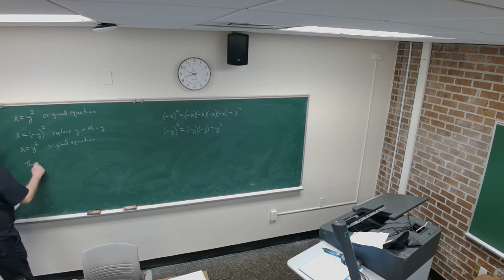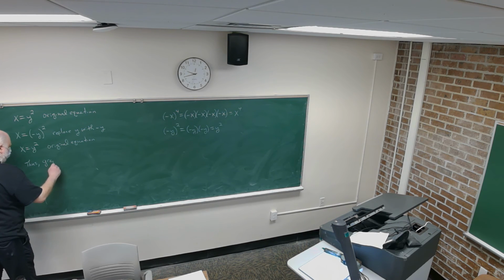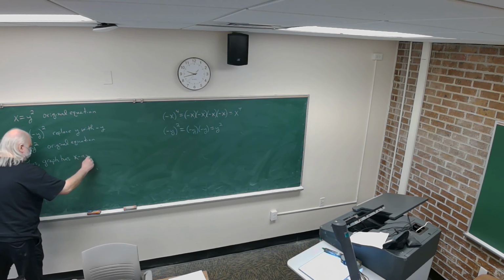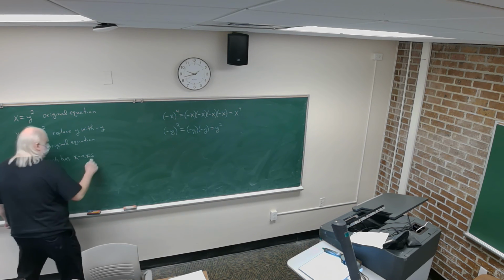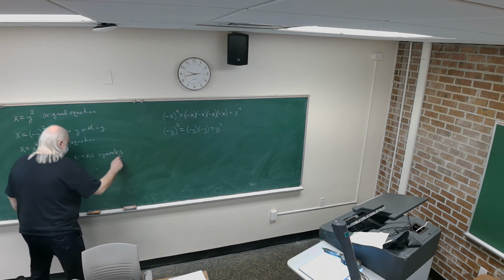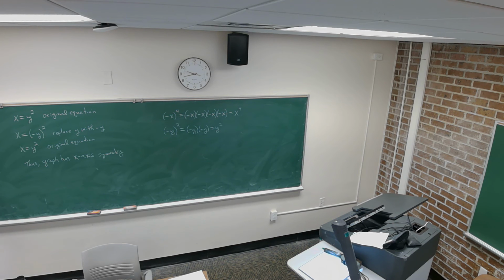We conclude the graph of this equation has x-axis symmetry, even though we haven't graphed it. That's how you test for x-axis symmetry without graphing the equation. Any questions on that?